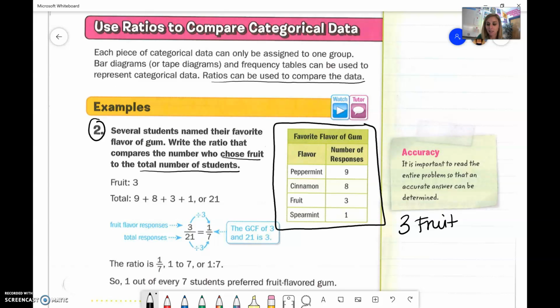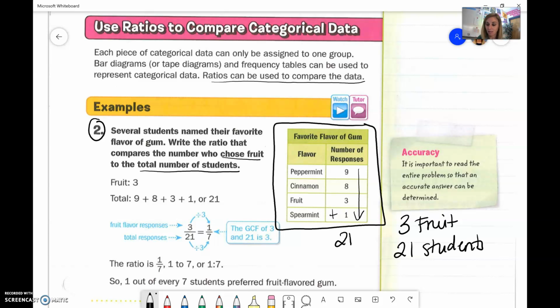Should be pretty easy. If each of these is a response, all we need to do is add all those up. When we add those up, I always like to group 9 and 1 make 10. 10 plus 8 is 18. 18 plus 3 is 21. There are 21 total students, right?